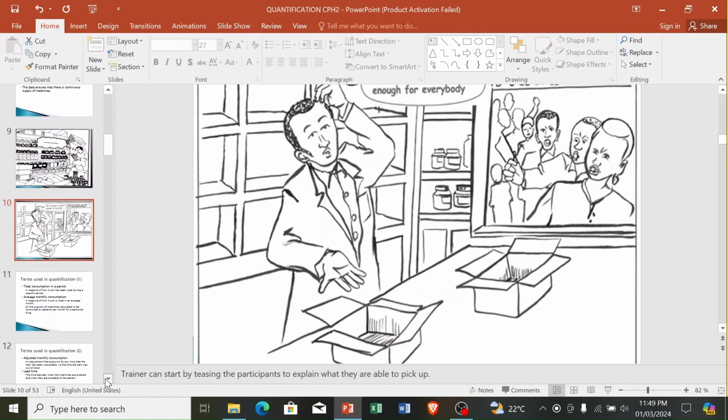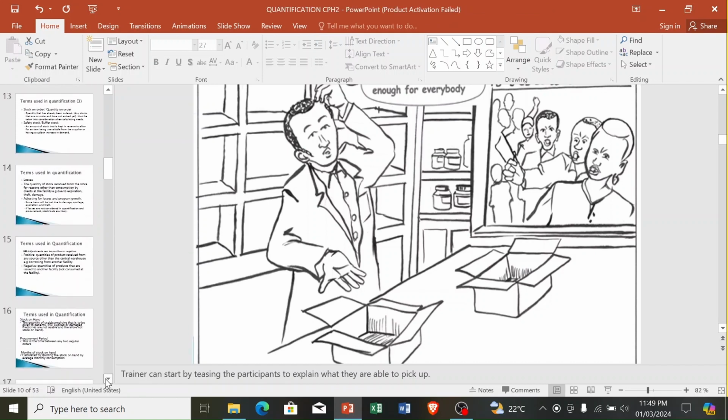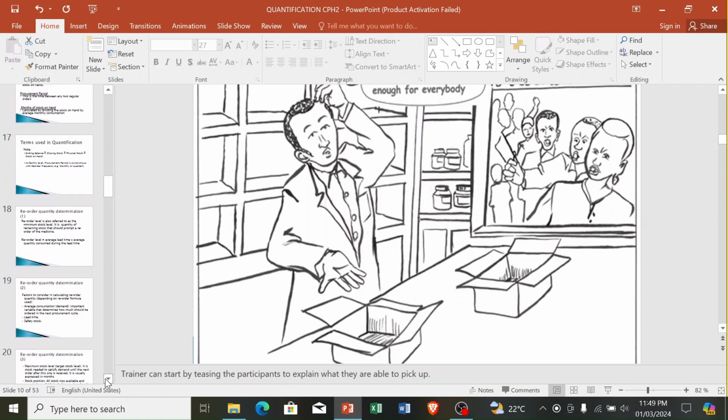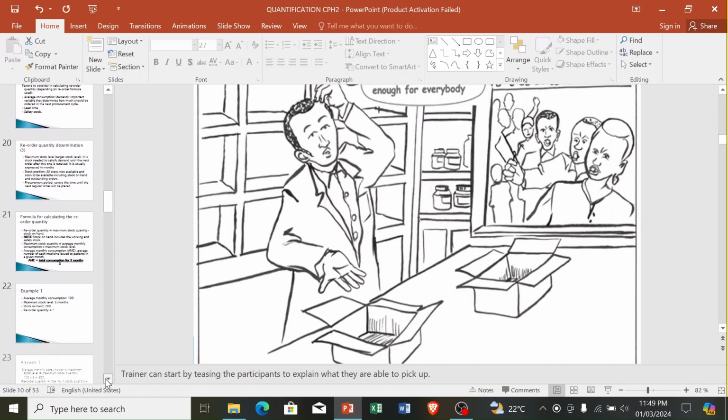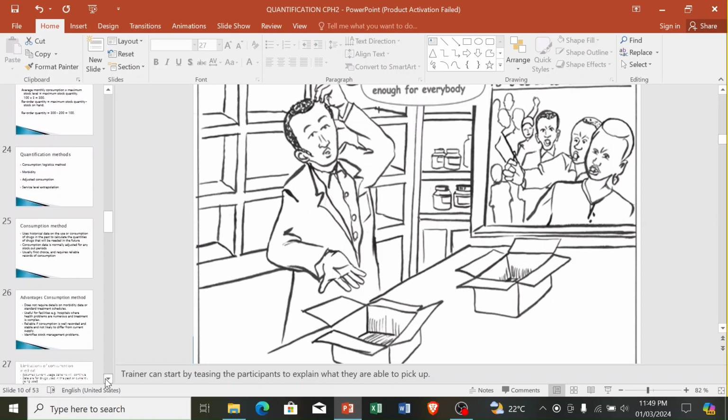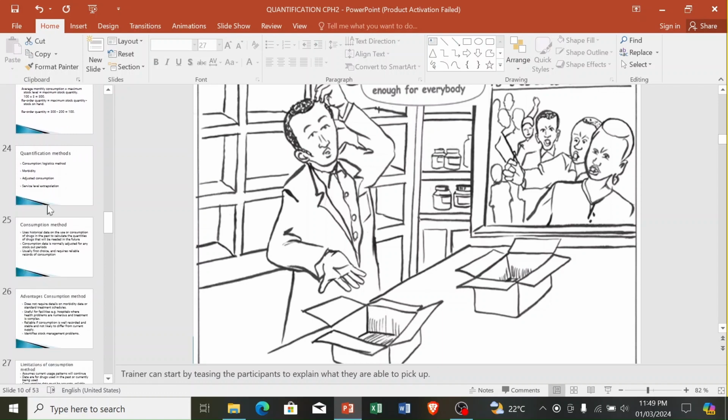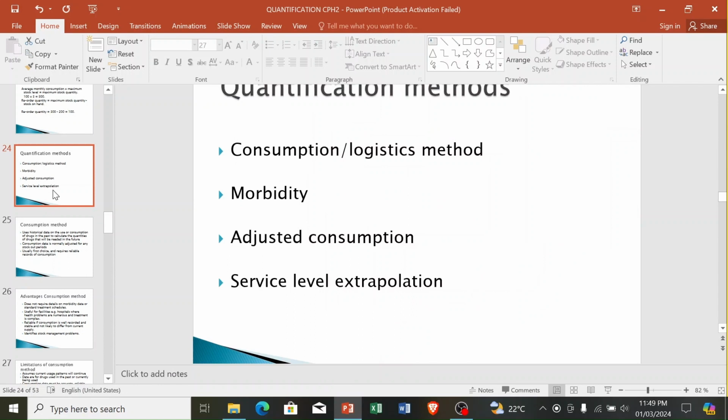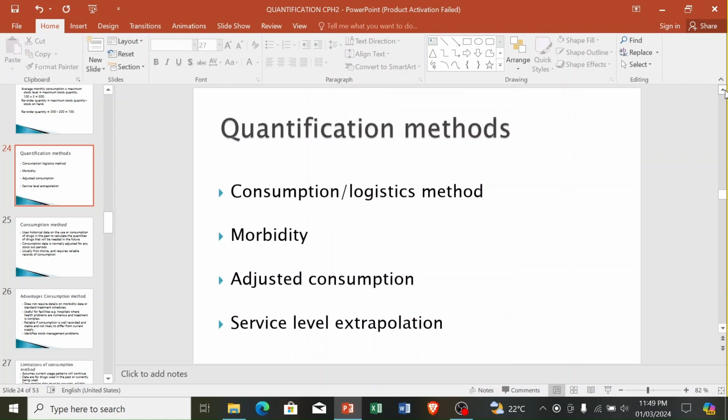We ended on this, so I want us to look at the different methods of quantification, and then after that we come and look at the different terms that we use in quantification. So quantification methods, there are around 4 methods of quantifying medicines. One is when we use the consumption, or we can call it the logistic method. And then the morbidity method, we have adjusted consumption, and then service level extrapolation.